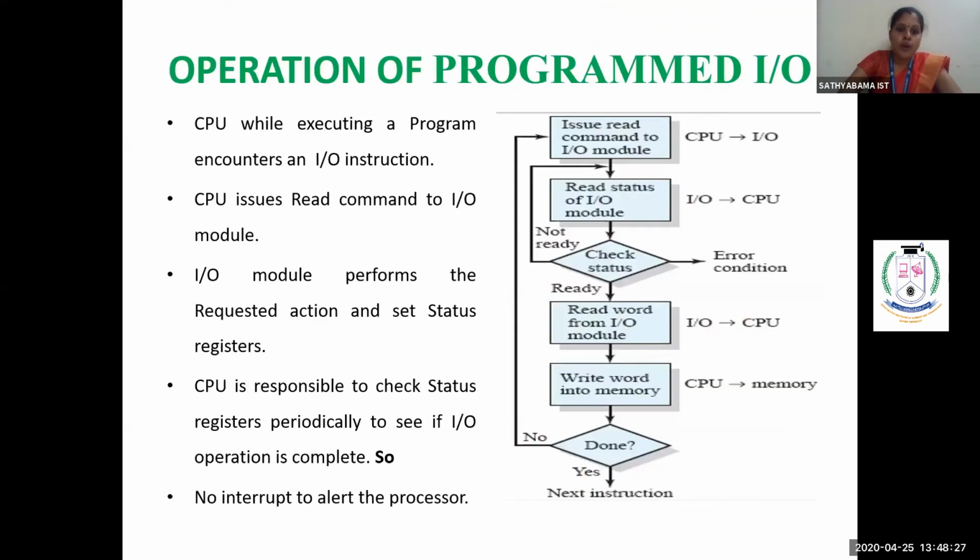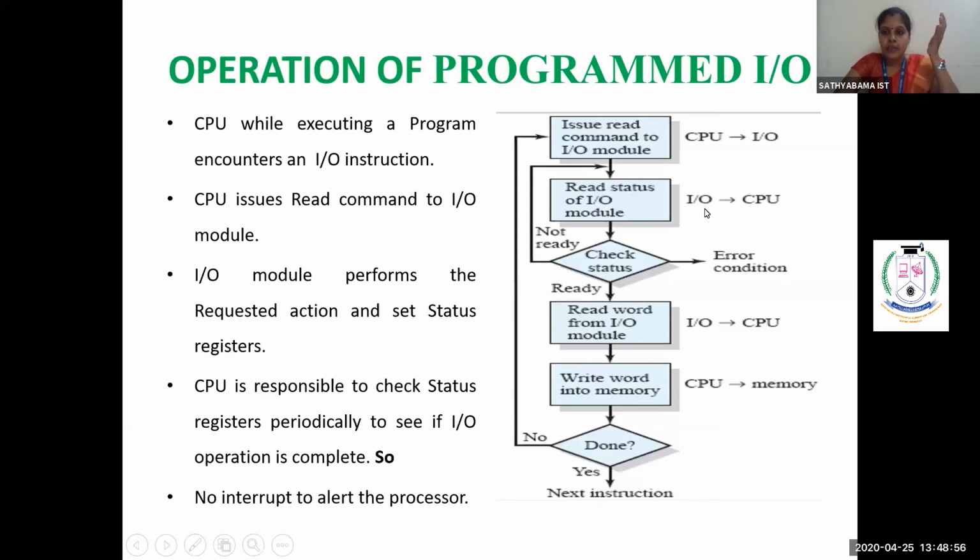Next, we will go to the operation of programmed IO. It's a flowchart of the operation of programmed IO. First, the CPU issues the read command to the IO module. So now the CPU has given the read command to the IO module. Next, it will come to the read. After that, read the status of the IO module, whether the peripheral is ready or not.